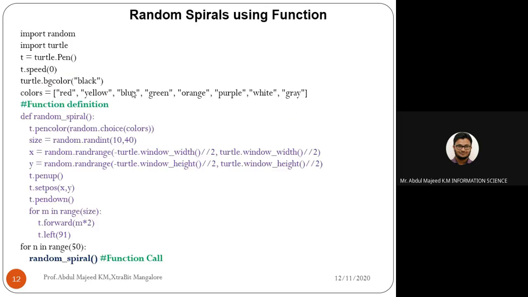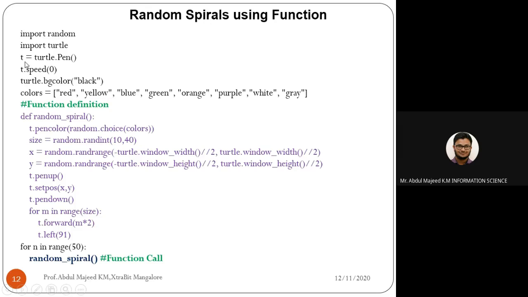So next we are using this concept called function for drawing graphics, random spirals using function. So we need to create a random spiral by using a function. First here you can see the common lines: import random, then import turtle. So we are importing the random module and the turtle module. Random module to get random numbers, turtle module to create turtle programs.